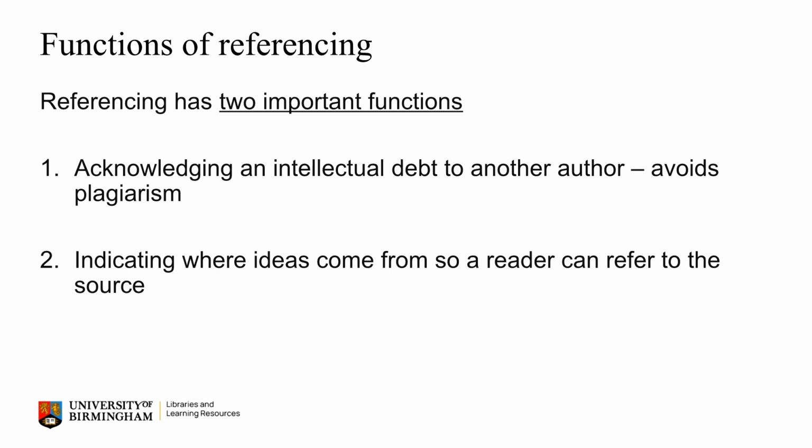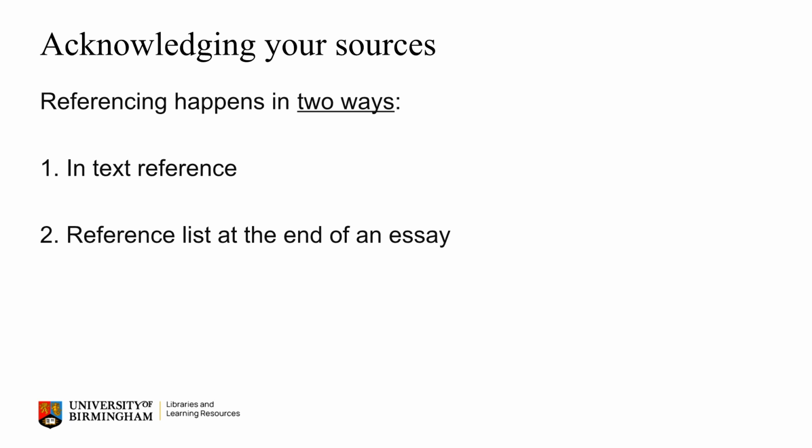And referencing happens in two main ways. You'll have an in-text reference and a reference list at the end of your essay or assignment. The information needed will depend on the referencing style, but will usually include the name of the person that wrote the thing, when they wrote it, and where it was published.